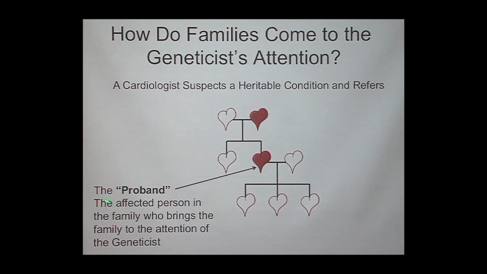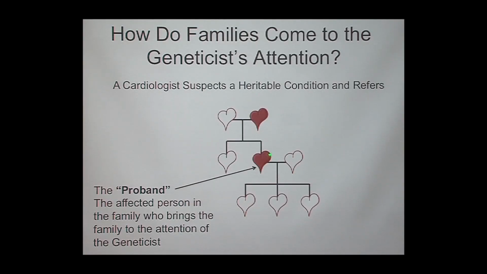It's a technical term, but we use it a lot, and I'm going to use it later, and Julianne's going to use it later, so I wanted to introduce you to it. It's the affected person in the family who brings the family to the attention of the geneticist. That's called the proband. So, what are the common questions? So the cardiologist says, you know what, I think you better go talk to the geneticist. So he walks into the geneticist's office, sees me or sees Julianne.